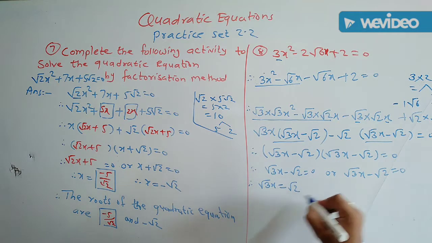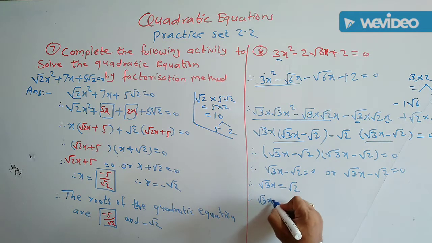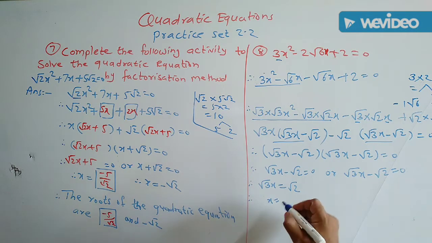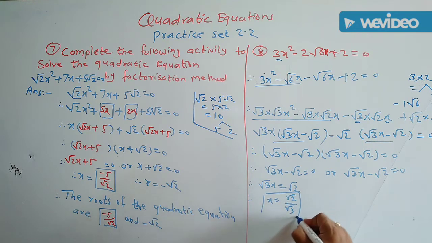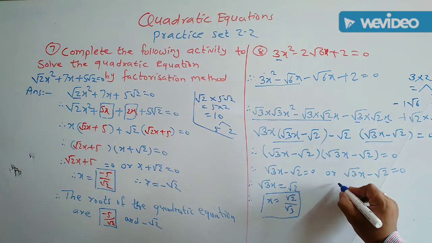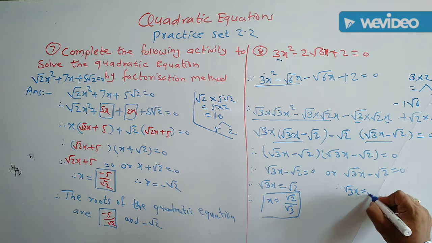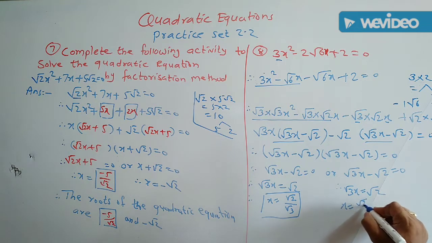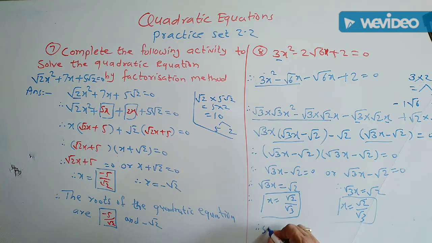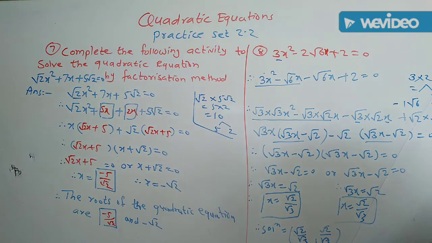Root of 3x minus root of 2 equals 0, so minus root of 2 gets converted to plus. To find the value of x, the root of 3 multiplied with x gets converted to division, therefore the value of x is root of 2 upon root of 3. Similarly, the second value of x we get is the same, root of 2 upon root of 3, and therefore the solution is root of 2 upon root of 3 and root of 2 upon root of 3, and that is example number 8.